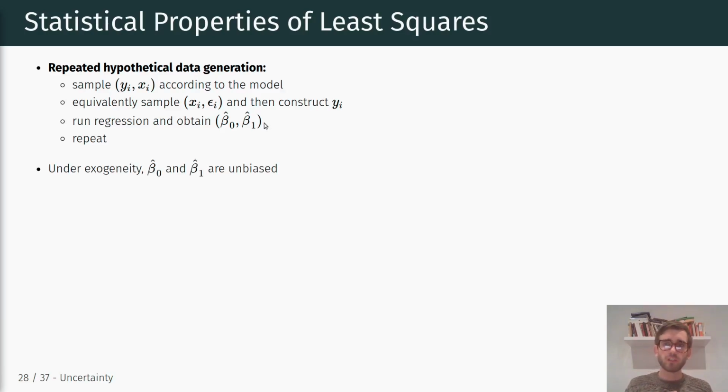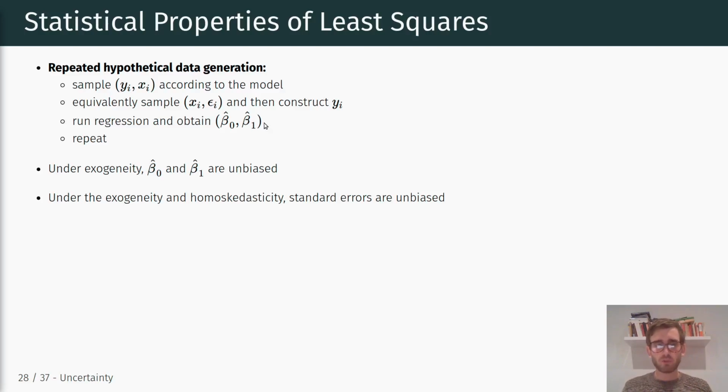As I mentioned, we already showed in previous weeks that under exogeneity, beta 0 and beta 1 are unbiased, right? They are in expectation equal to the true population beta 0 and the true population beta 1. Under exogeneity and homoscedasticity, the standard errors are unbiased as well. And we can use the same logic from the central limit theorem to characterize the uncertainty around our estimates over repeated sampling procedures, right?